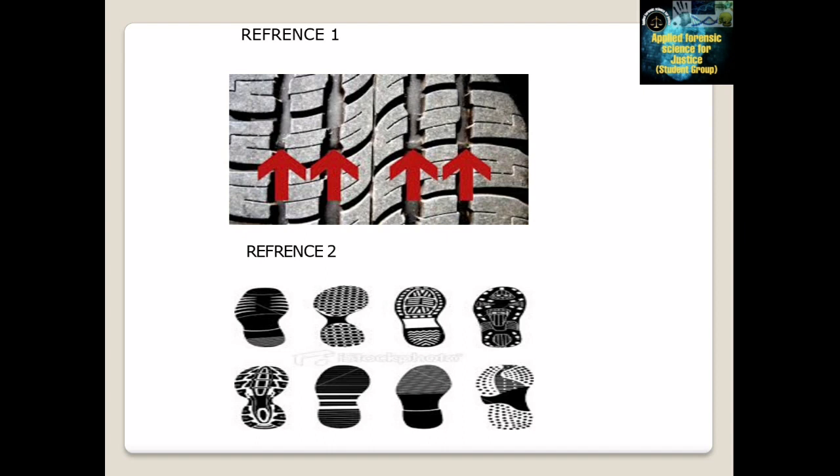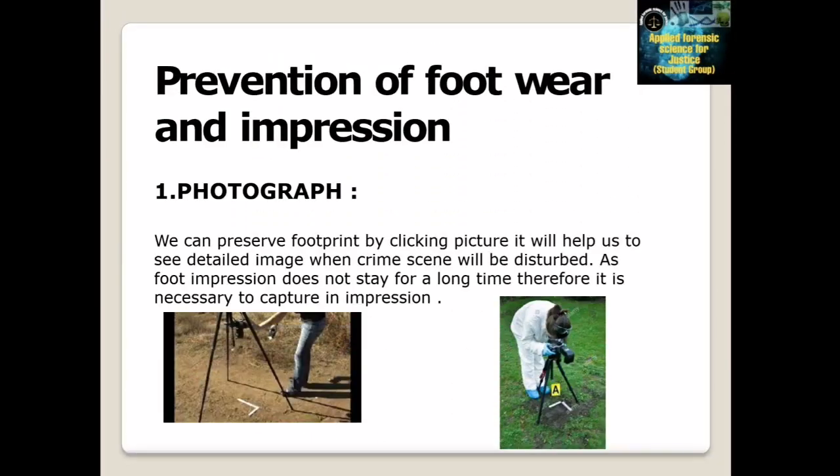Now let's see reference picture 1. It has some unique marks on the bottom, on the sole of the shoe, which indicate its individual characteristics. And we come to reference picture 2. It shows a variety of soles, a variety of bottoms, which indicates the class characteristics of that class.